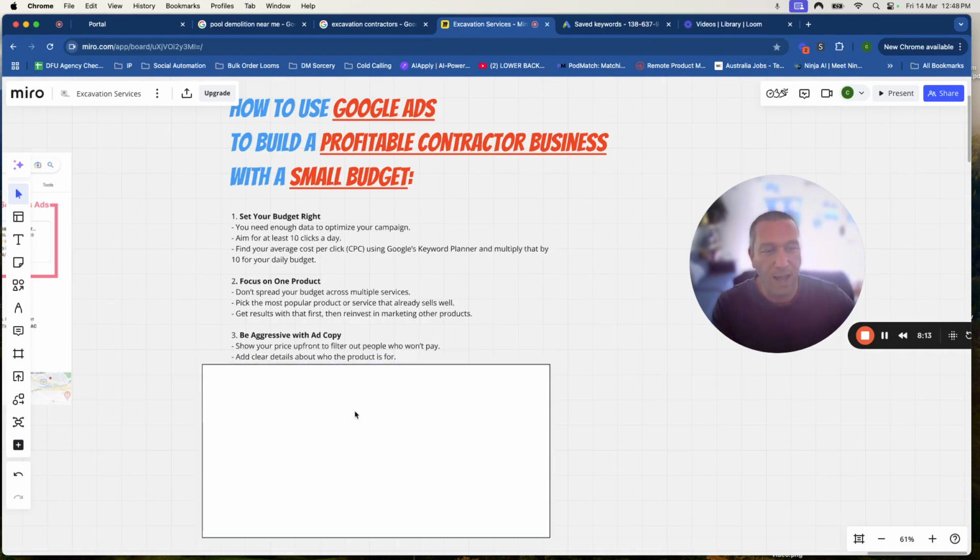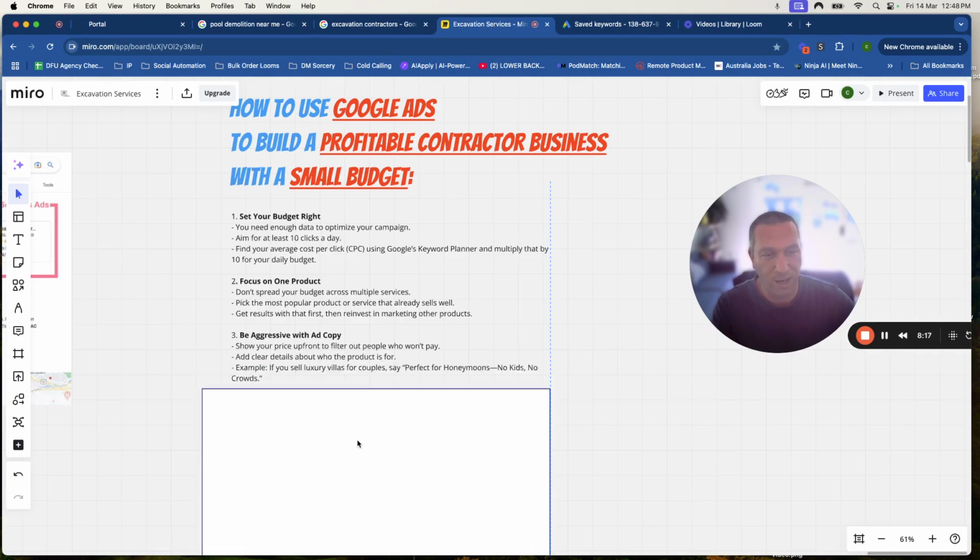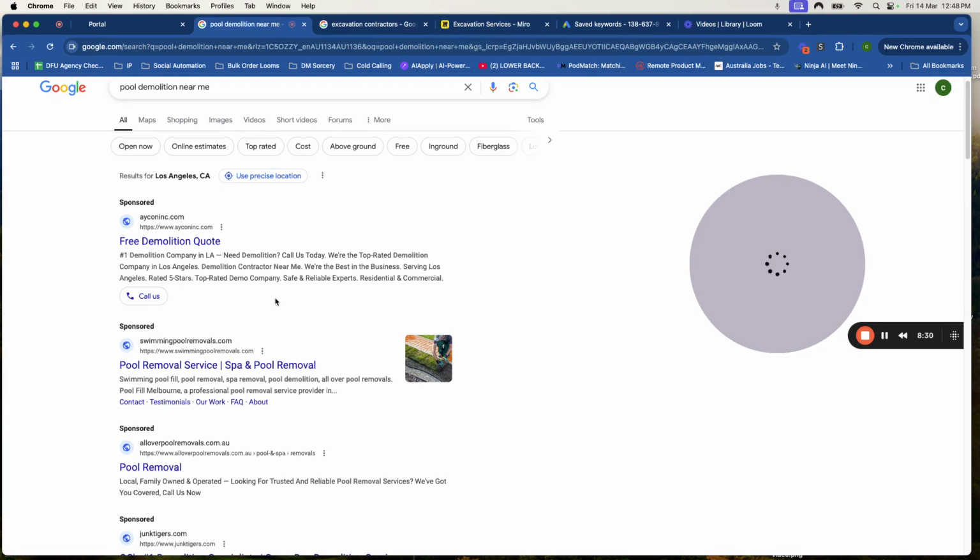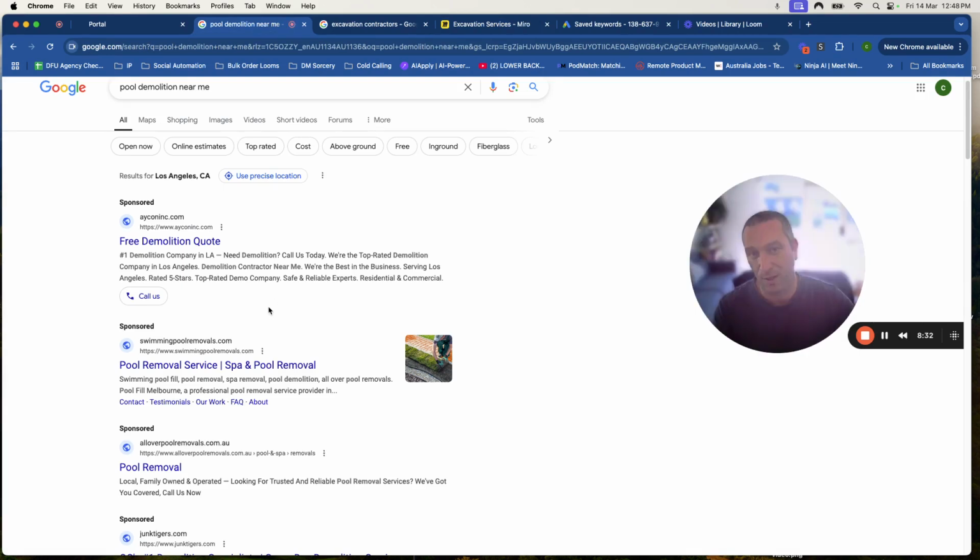So you want to add very, very clearly who it is for. I've just put an example in here. If you're trying to sell luxury villas, for instance, and it's for couples, you can say perfect for honeymoons, no kids, no crowds. Examples for these types of things would be demolition services for concrete pools, not for fiberglass pools, or whatever it happens to be. Land clearing for new land, not for construction cleanup, or whatever it happens to be.